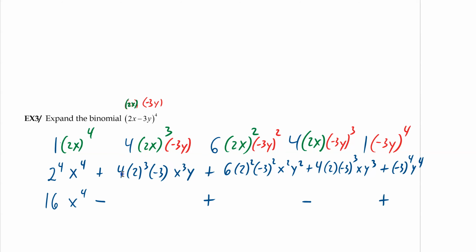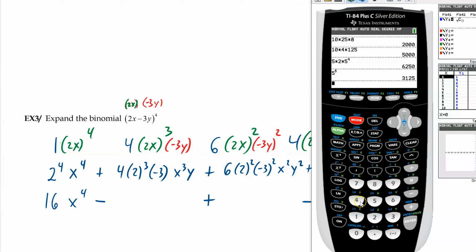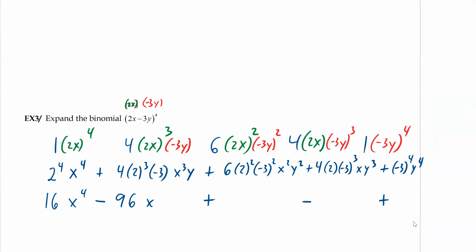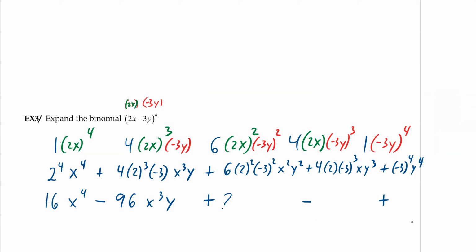All right, so now we need to do 4 times 8 times 3. And then by doing the exponent with the negative, it allows us not to worry about the sign. So 96 x cubed y. And then now we'll do the next one. 6 times 4 times 9, which is 216.